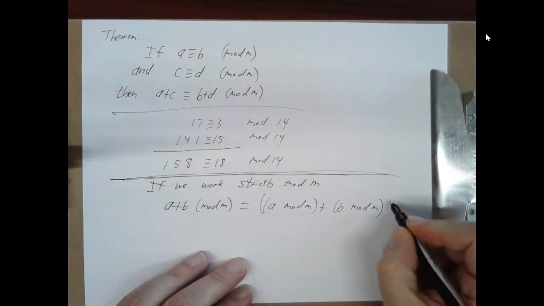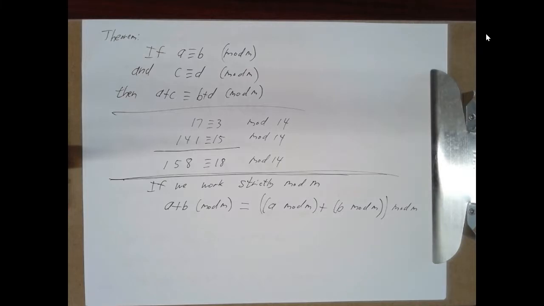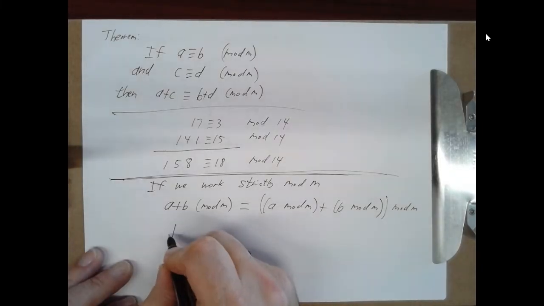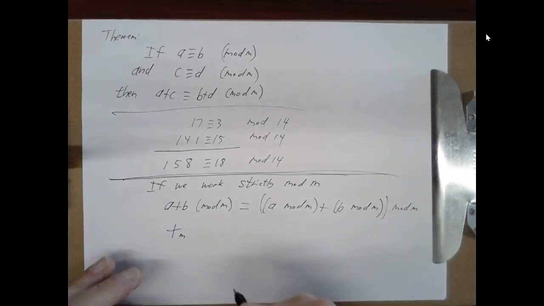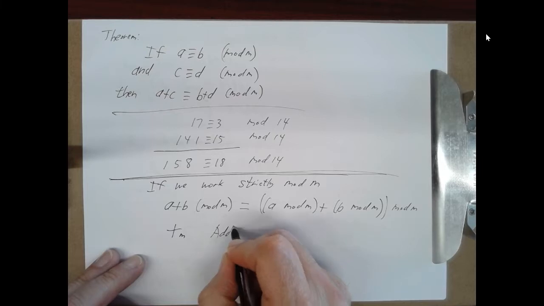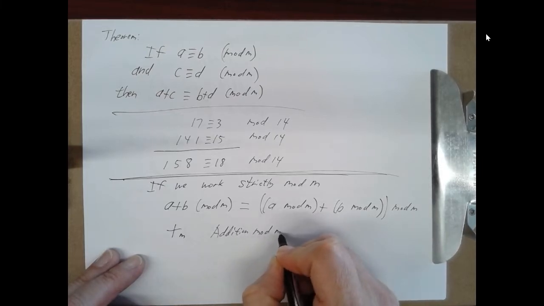Where, again, we take that whole thing, and if it's bigger than or equal to m, we reduce it modulo m. So what does this mean? It means we can define a new type of addition. We can call it plus with a little m for a subscript. It's called modular addition, or addition modulo m.